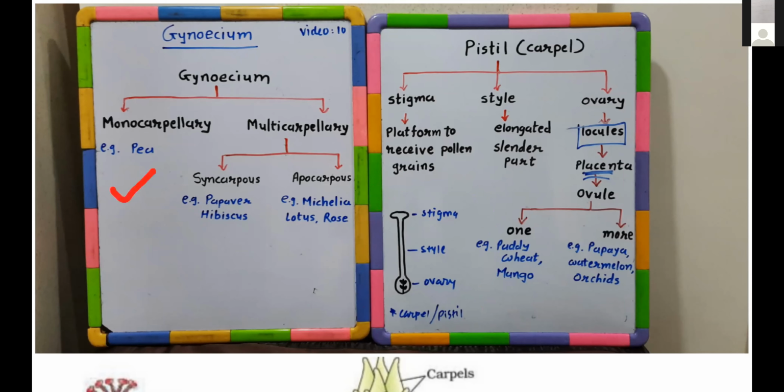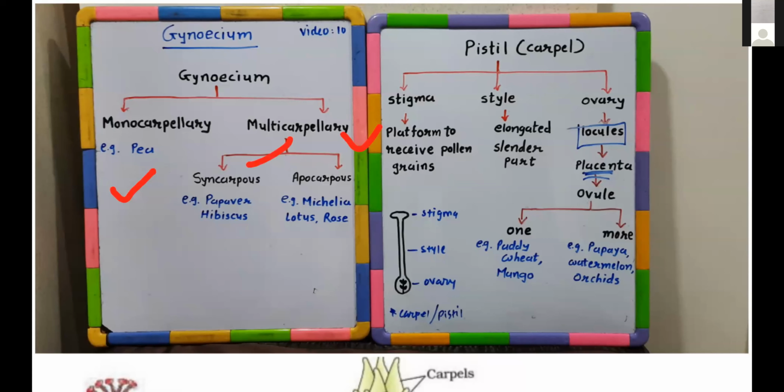Possibility number one, monocarpellary condition of the flower, wherein the gynoecium is having only a single carpel. Plants such as pea plant and many others have a single carpel in their gynoecium. The condition is called monocarpellary condition. The second possibility is called multicarpellary condition. More than one carpel in the gynoecium of the given flower. In these plants, the flowers possess more than one carpel in their gynoecium.